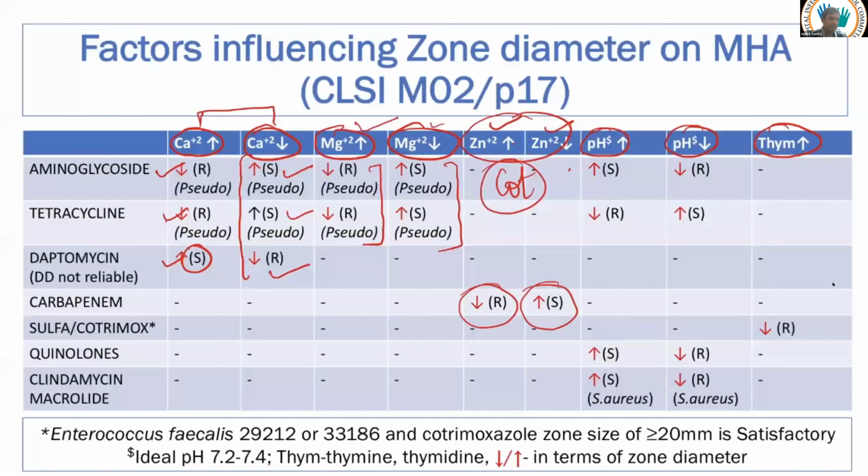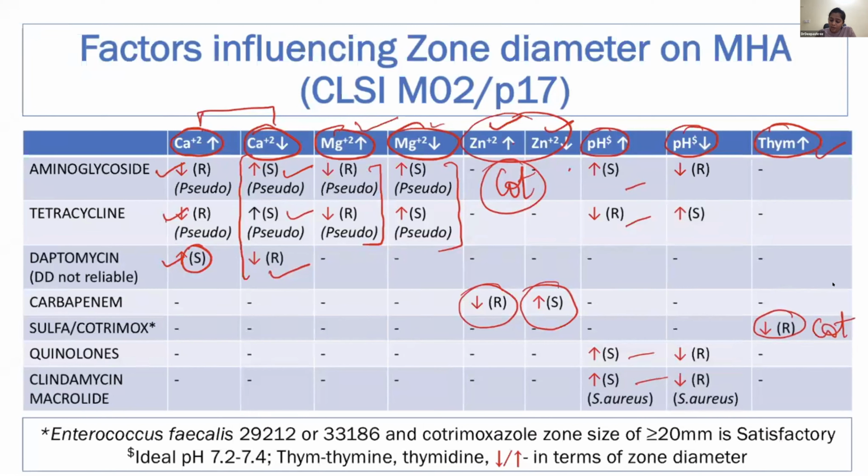Yes, sir. Okay, so we were understanding the role of pH. If the pH is altered, it affects aminoglycoside, tetracycline, and also quinolones, clindamycin, and macrolides. The same thing holds good if the pH is low. So these are the drugs which get affected. When the thymidine concentration is high, the cotrimoxazole results will get altered.